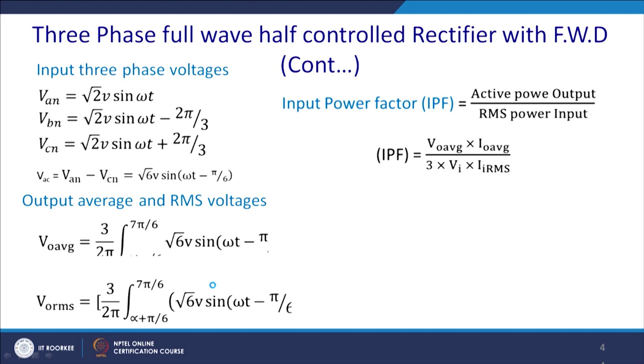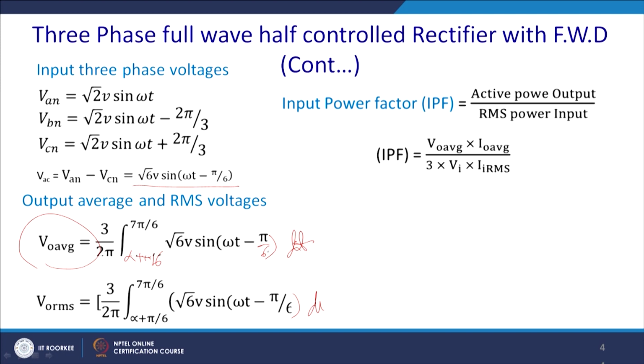So, Vm, there are 120 degree phase shifted waveforms, and Vac equals Van minus Vcn. So, ultimately you get root 6 V sin(omega t minus pi by 6), and if you integrate over it, you will get 3 such cycles. You will get the average power, and you get the RMS value of it by integrating over dt.